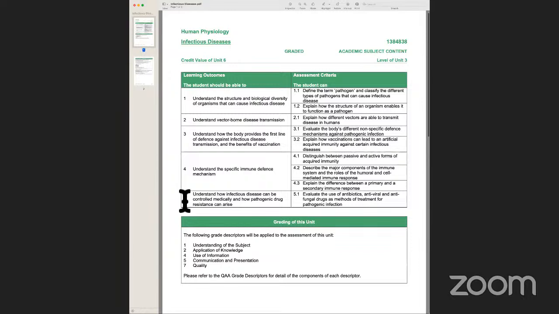So today's learning outcome is about understanding how infectious diseases can be controlled medically and how pathogenic drug resistance can arise. Sometimes we do hear the statement that doctors and GPs do not prescribe antibiotics very freely in the UK. That is because once the pathogens get immune to the drugs, then obviously there are so many different types of medications that can be applied.